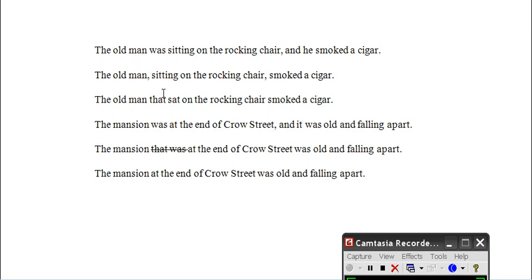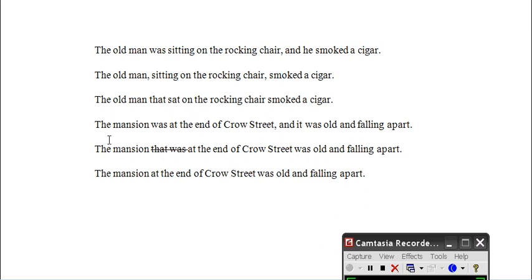And actually, I don't think these commas are needed here, since you can say that you don't know who the old man is without this piece of information. Then it can just be any old man. The old man that sat on the rocking chair smoked a cigar. That's another way you can do it if you don't like the "ing" and you think that sounds better.